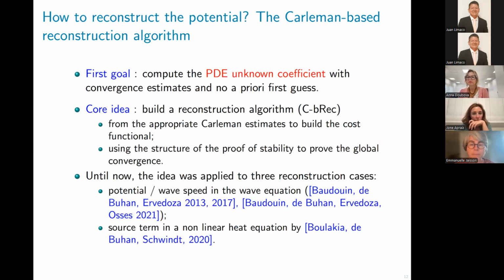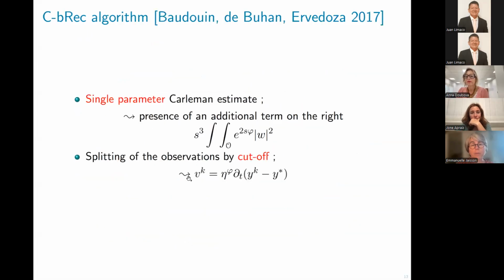So this algorithm was first written by Lucie Baudouin, Maya de Buhan, and Sylvain Ervedoza for a wave equation, for a problem of finding a potential for a wave equation, but on a bounded domain, not on a network. And later with Axel Osses, they reconstructed the wave speed of a wave equation. And also Boulakia, de Buhan, and Schwindt applied this algorithm for retrieving a source term for a nonlinear heat equation.